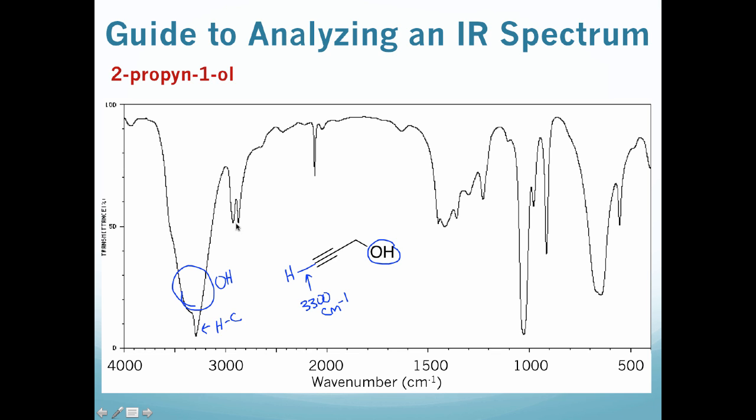Now, right below 3000, we have a couple of signals. And remember, just below 3000 is CSP3 carbon-hydrogen stretches. So that likely corresponds to these CH stretches there. Another distinguishing signal is this peak right at about 2100 wave numbers. And that distinguishes this carbon-carbon triple bond stretch.